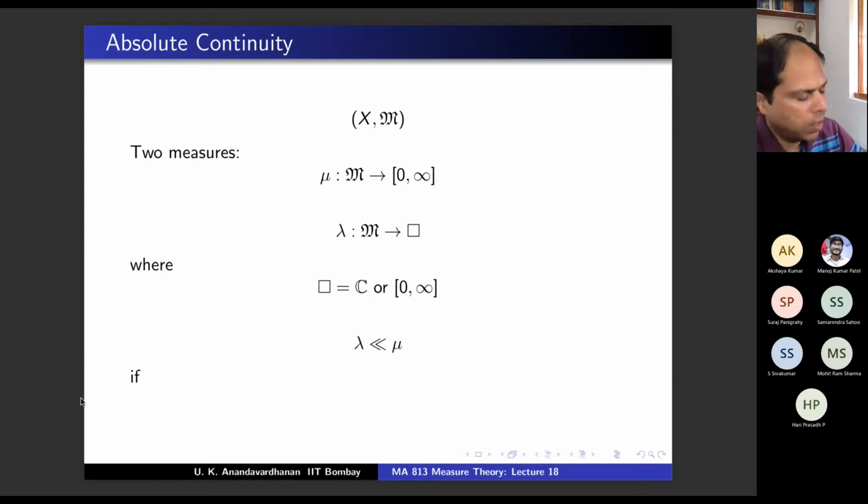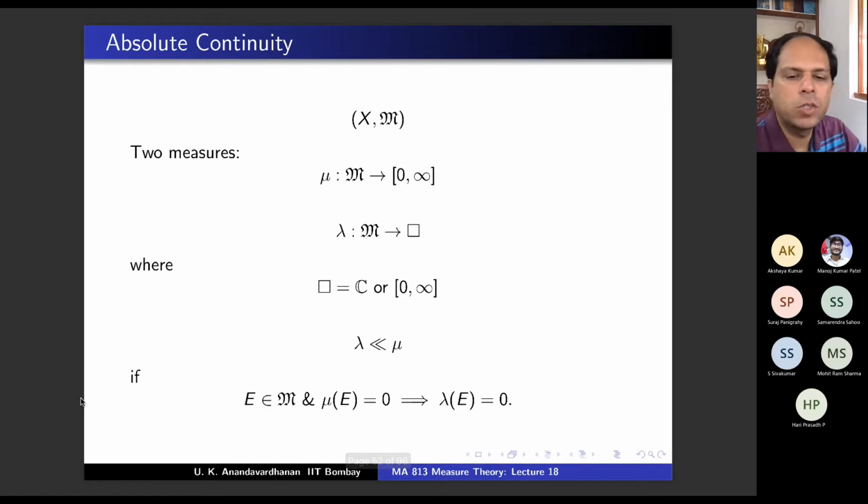So lambda is absolutely continuous with respect to mu, meaning if you have a measurable set of measure zero under mu, then lambda of E is also zero. So if E belongs to M and mu of E is zero, then lambda of E is zero, then we say that lambda is absolutely continuous with respect to mu.